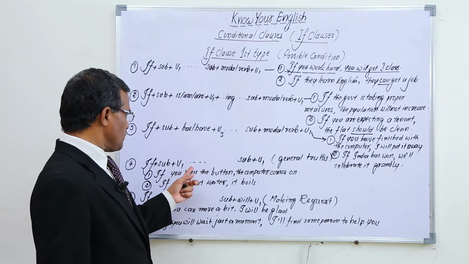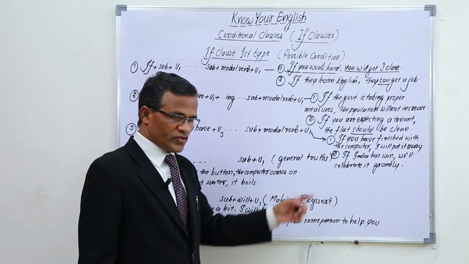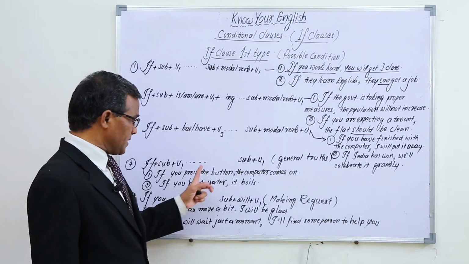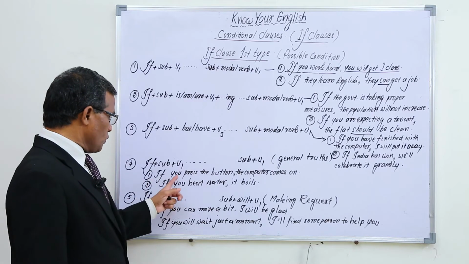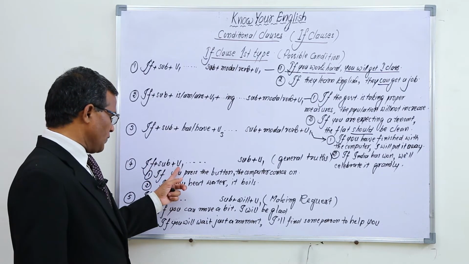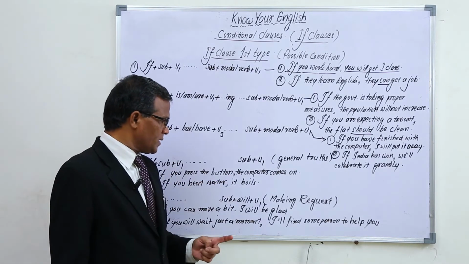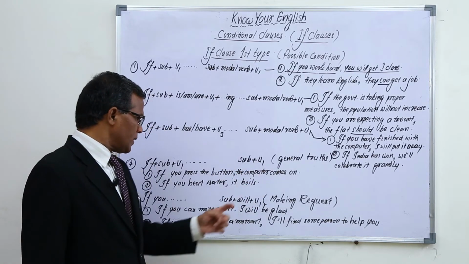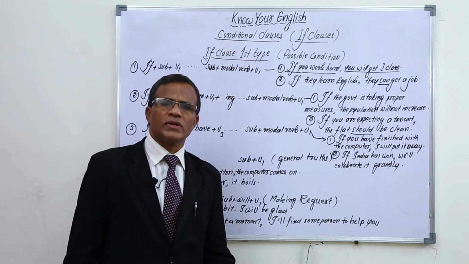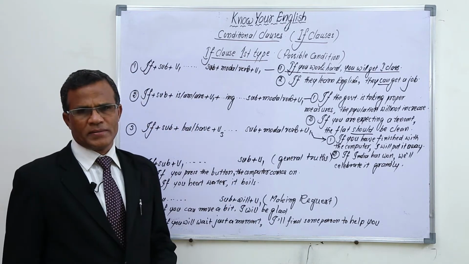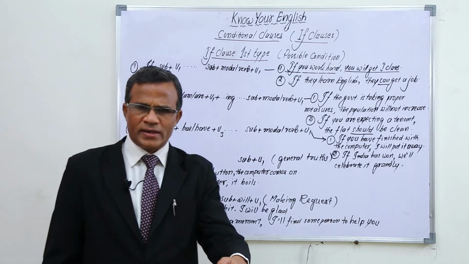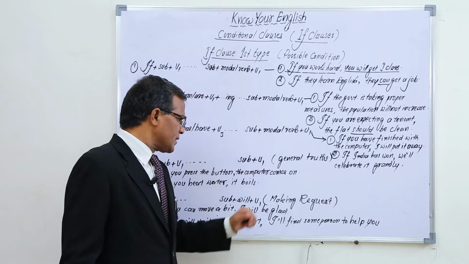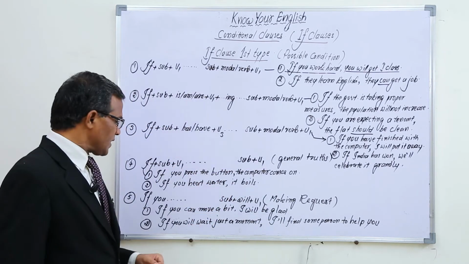Now, if subject plus V1, general truths. When we are talking about general truths, our structure should be in this way. If subject plus V1, if you press the button, the computer comes on. Okay, if you press the button, the computer comes on. Means if a button is pressed, the computer is on. This is general truth only. So when it is general truth, we have to use this structure.